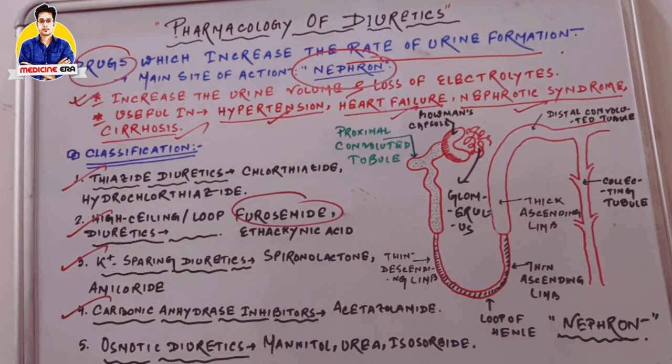The next one is carbonic anhydrase inhibitors. They are mainly acetazolamide. And the fifth one is osmotic diuretics. They are mannitol, urea, isosorbide. So these are the five most important classes of diuretics, and these are the classifications with examples of each. We will discuss all of them one by one in our next part.